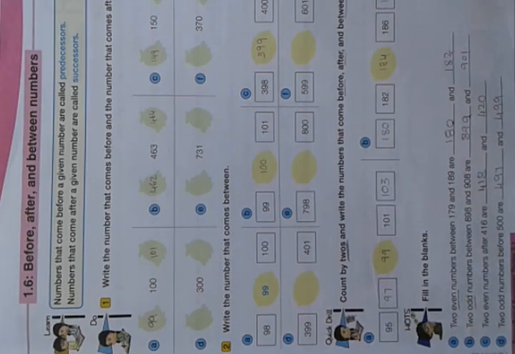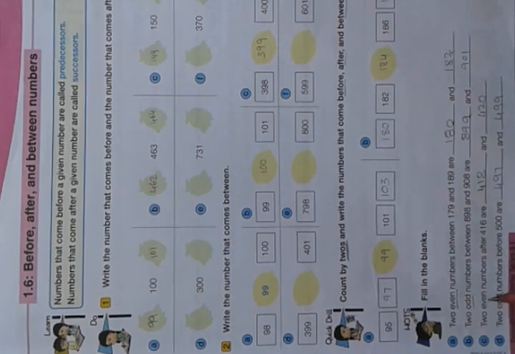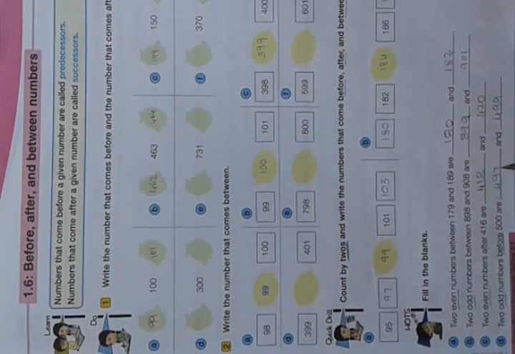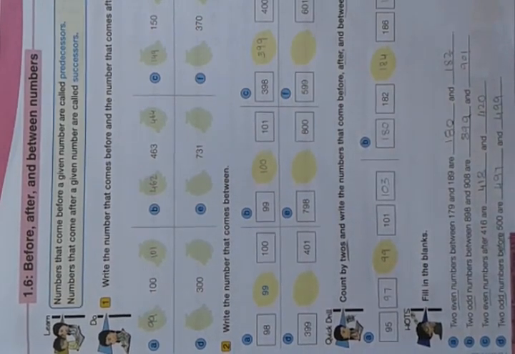Okay. Now come to the next. 2 even numbers. They have told after. After 416 are 418 and 420. Okay. 2 odd numbers before 500. Before. The 2 odd numbers. So 497 and 499 are the 2 numbers before 500. Okay students.